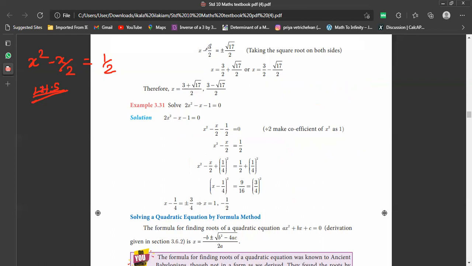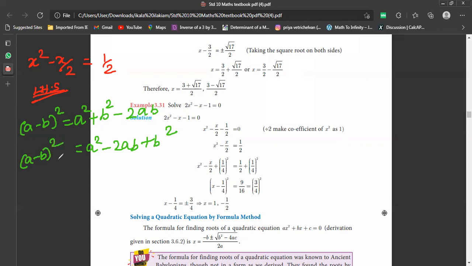I want you to recollect the formula for (a minus b) the whole square. It is a square plus b square minus 2ab, isn't it? So rearrange this into a square minus 2ab plus b square equal to (a minus b) the whole square. Can I rewrite the equation as (a minus b) the whole square minus b square is equal to a square minus 2ab? Can I do that? Yeah.